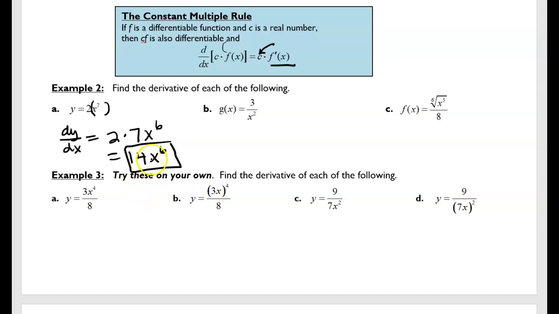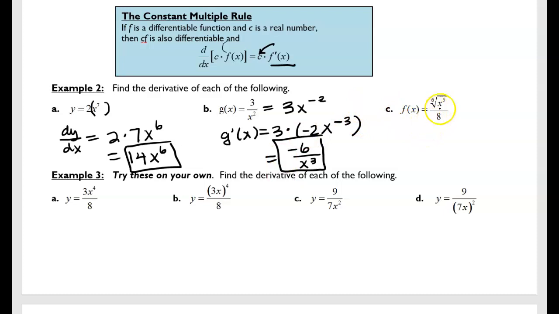In part B, we have 3 over x squared. Again, you want to rewrite this first if it's not in the x to the n format. So 3x to the negative 2nd. My derivative will be 3 times the derivative of x to the negative 2nd, which is negative 2x to the negative 3rd. Make sure when you're subtracting here, you're subtracting 1, so it goes down to negative 3. It's not increasing, so be careful with those negative exponents. That's going to give me negative 6 over x cubed.